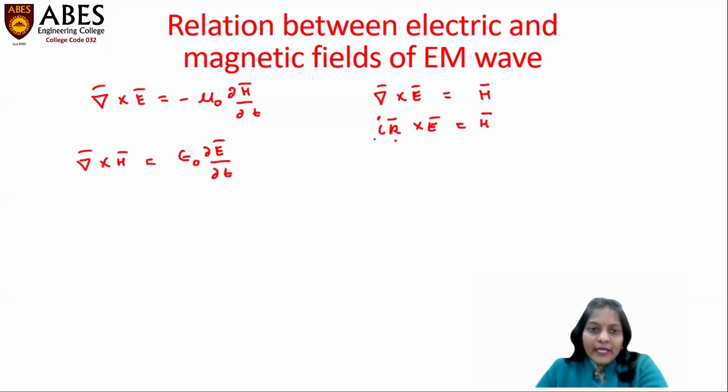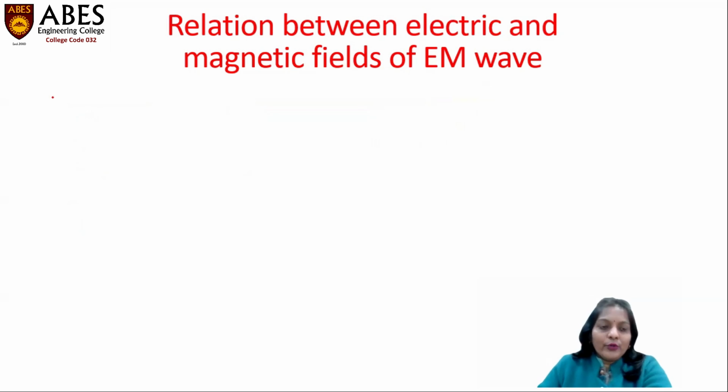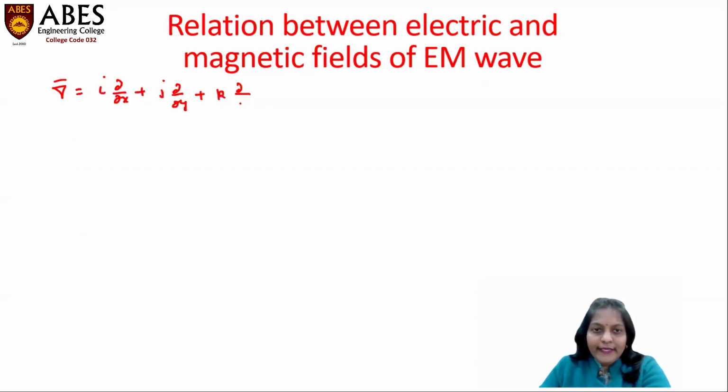So with the help of this relation, I am going to prove how to take the curl of equation three and equation four. Before taking the curl, we know what del is. Del is i del over del x plus j del over del y plus k del over del z.